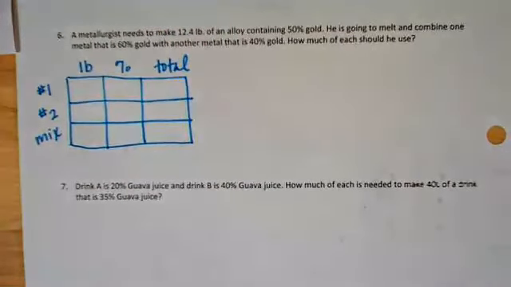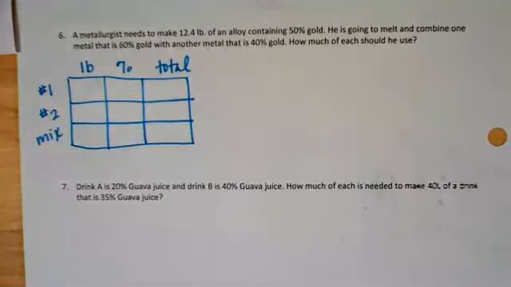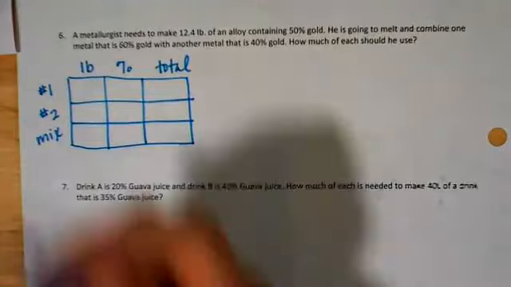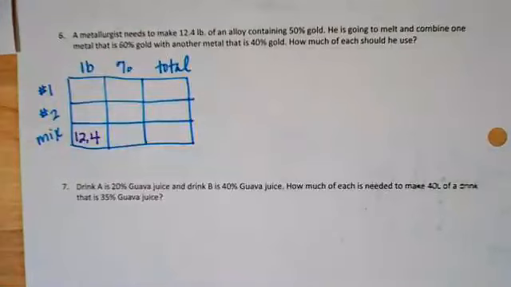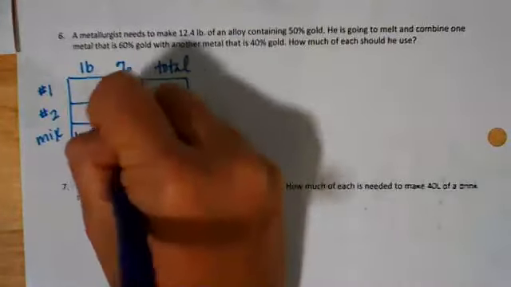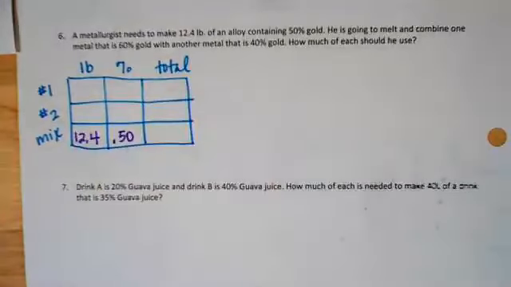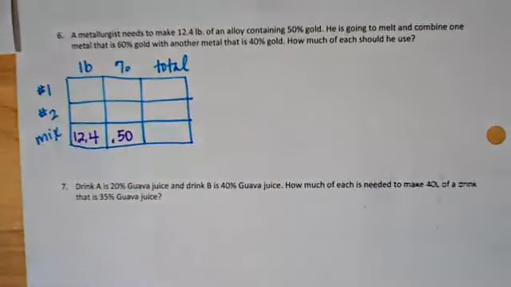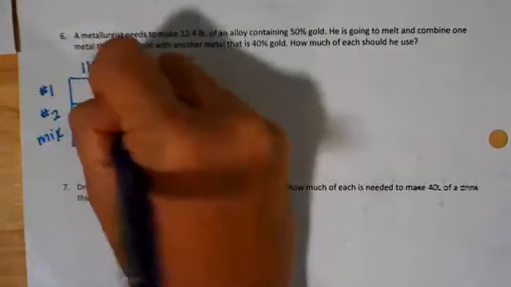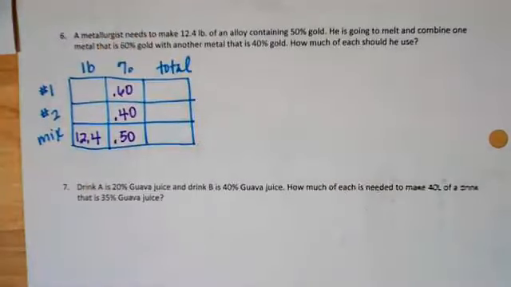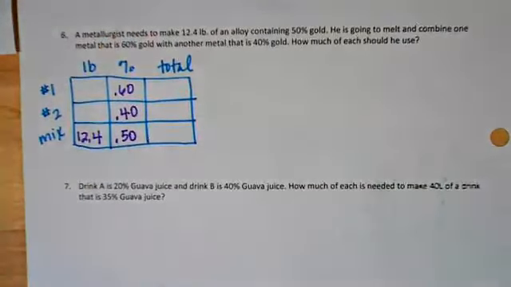Now again, let's go back and read. He needs to make 12.4 pounds of an alloy. That alloy again is that mixture. So he needs 12.4 in the mixture. That goes here. That contains 50% gold, so 0.50 here. He's going to melt and combine one metal that is 60% gold, so I'll put that 0.6 up here, with another metal that is 40% gold. That's another one right there. How much of each should he use?